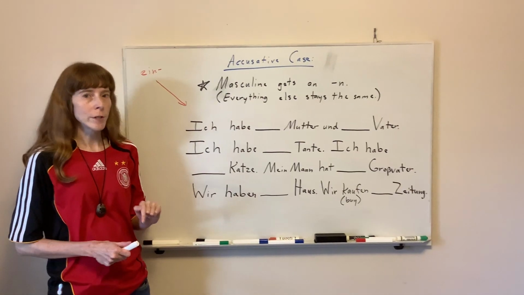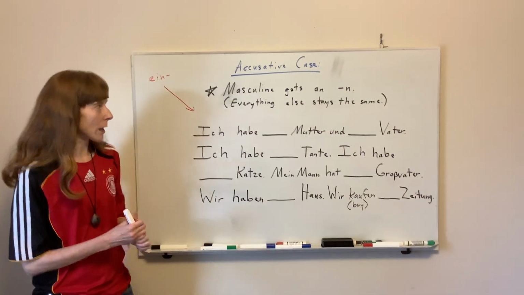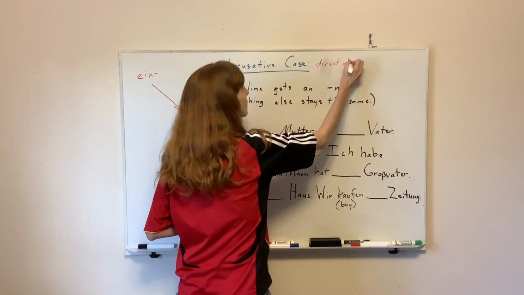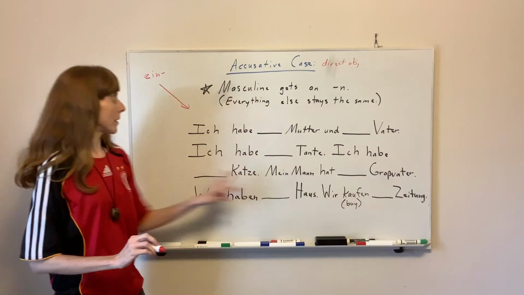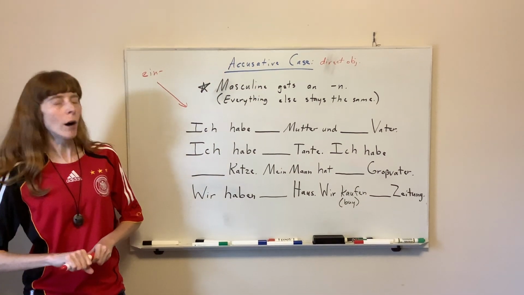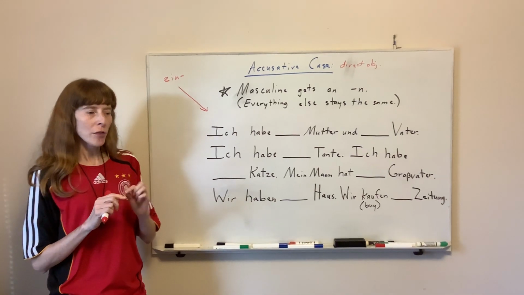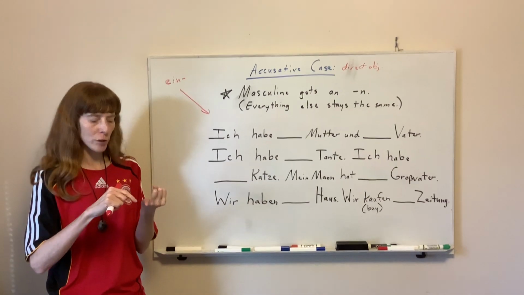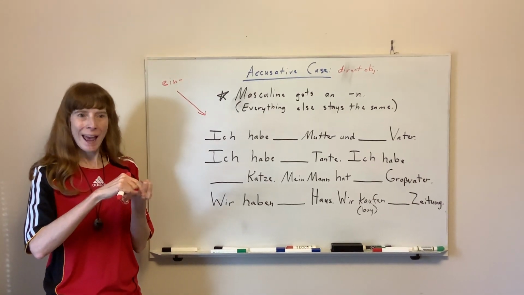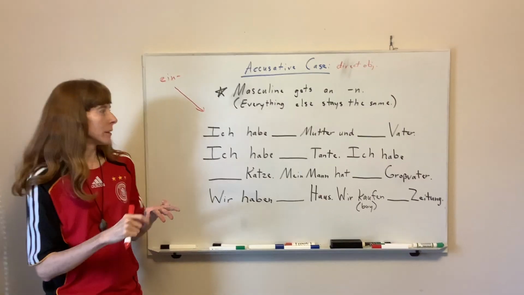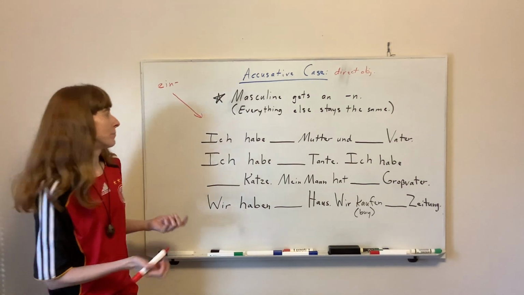Accusative case. Remember, the accusative case is for direct objects. And I have here a little paragraph with a whole lot of direct objects in it. So remember, the direct object is the thing that you are verbing, the thing you're reading, the thing you have, the thing you are buying, the thing you are eating. It's the thing that gets done.